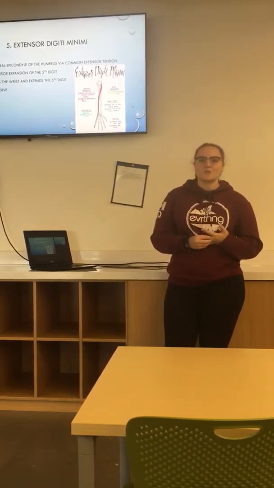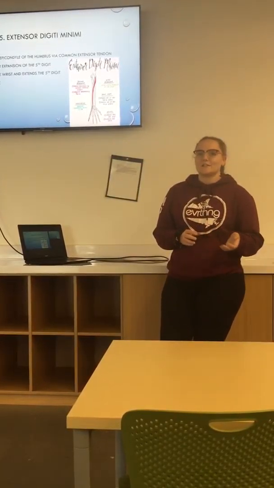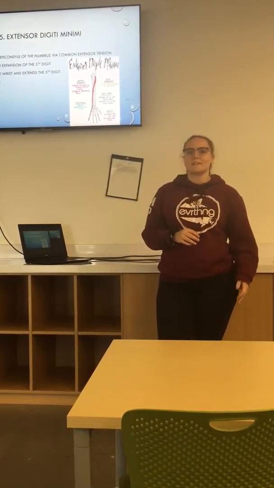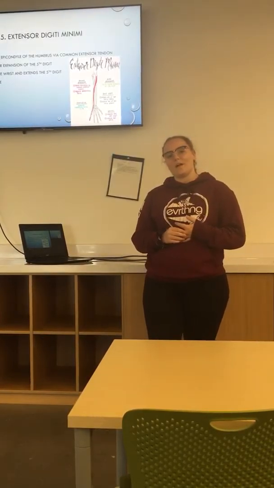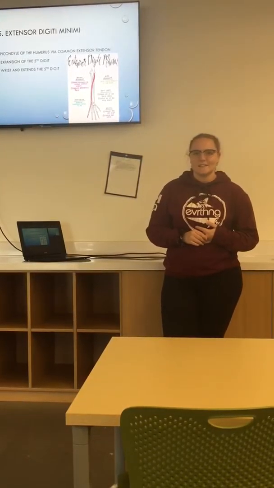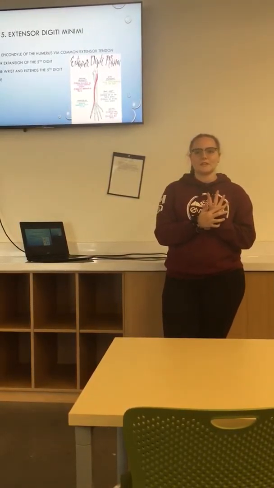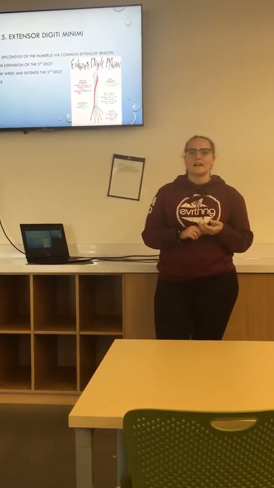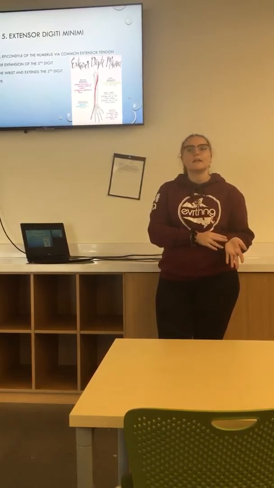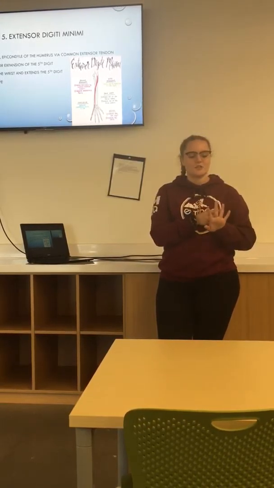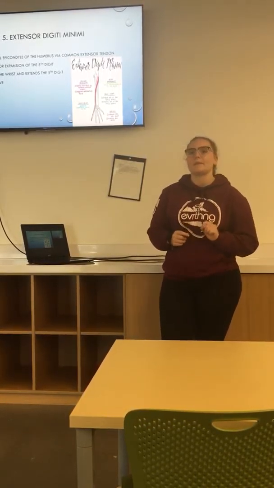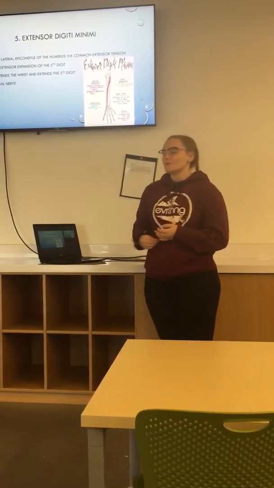The extensor digitorum minimi, its origin is the lateral epicondyle of the humerus as well, and the insertion is the extensor expansion of the fifth digit, so in this finger here. And its action extends the wrist this way, and then it also extends your fifth digit so it can go backwards. And then it is also the radial nerve.